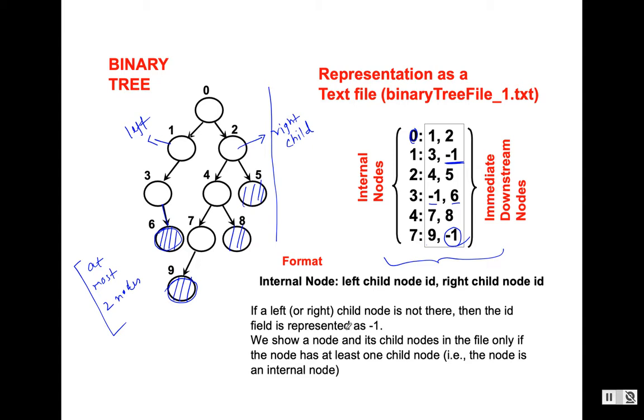Okay, so we show a node and its child nodes in the file only if the node has at least one child node. That means for the leaf nodes you can see that they are not available here. So for node 6 there is no information, and for node 9 there is no information. So this is just a sample representation, a sample file where we can represent the information of a binary tree.